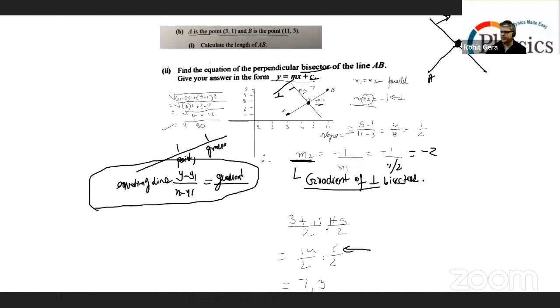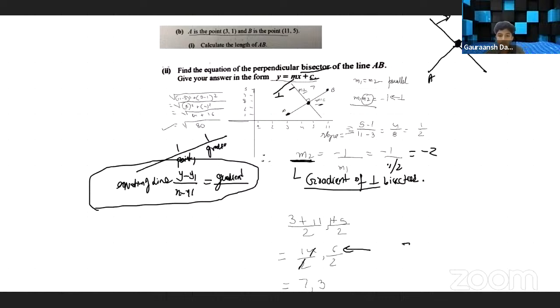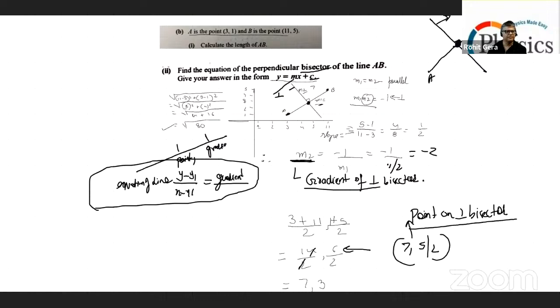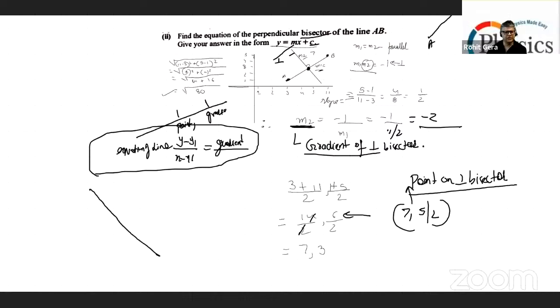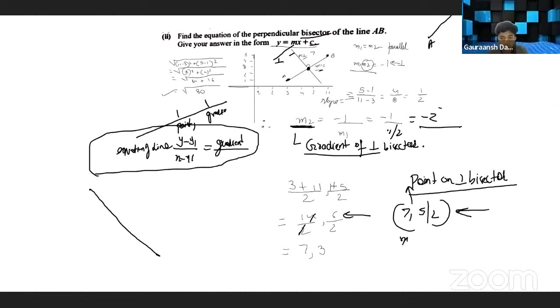So you know a point on the perpendicular bisector. Okay. What is your question now? No. Perpendicular bisector. So you know the equation of it, the perpendicular bisector's gradient. You know the point on the perpendicular bisector.